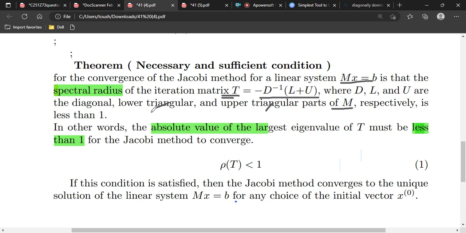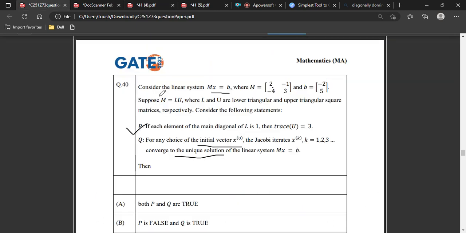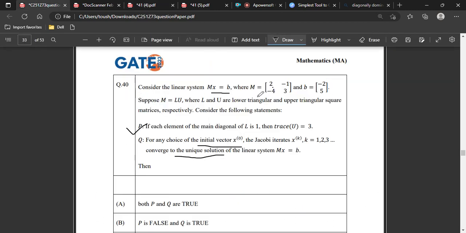then you have to check what the spectral radius of T is. Spectral radius means the absolute value of the largest eigenvalue. That means you have to find the eigenvalues of T, and you will see whether all the eigenvalues are strictly less than 1 in absolute value or not. Okay. So let's do this for our question.